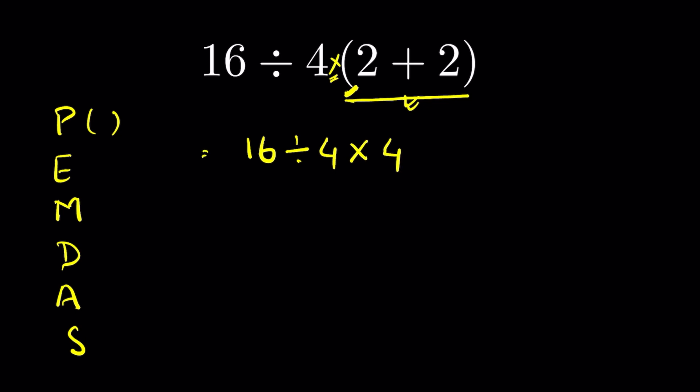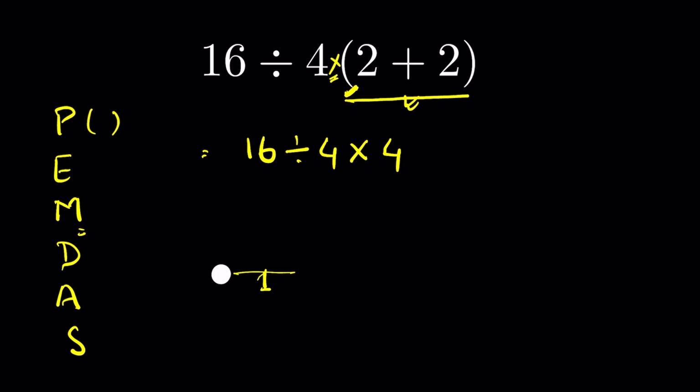Now after parenthesis there is no exponent, so you need to do multiplication. That means 4 times 4 is 16. This gives us 16 ÷ 16. 1 is the answer, but 1 is not the correct answer. Why? Now let me explain.